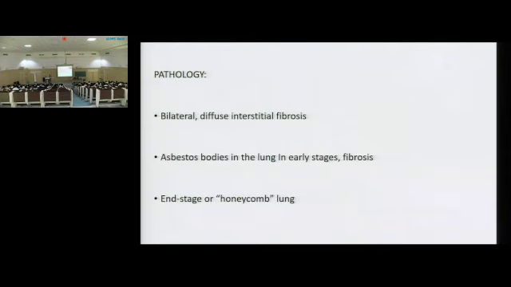They can have bilateral disease with diffuse interstitial fibrosis, and asbestos bodies in the lung in the early stages, which ultimately develop into fibrosis. End stage disease will have a honeycomb appearance on gross morphology.